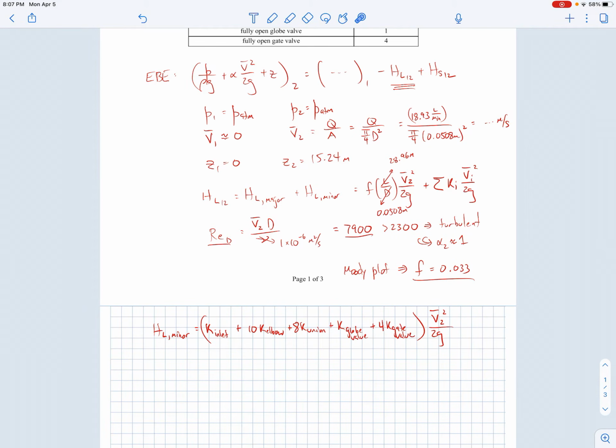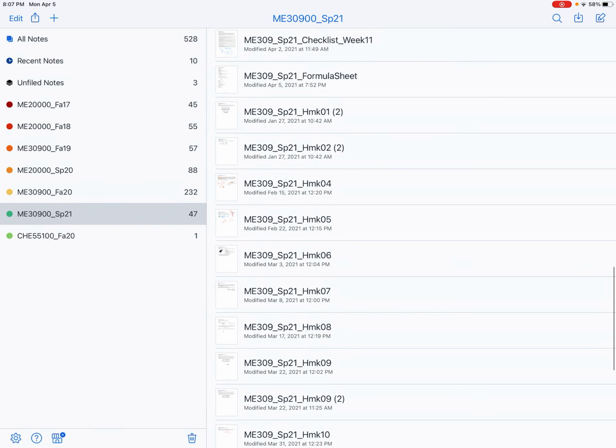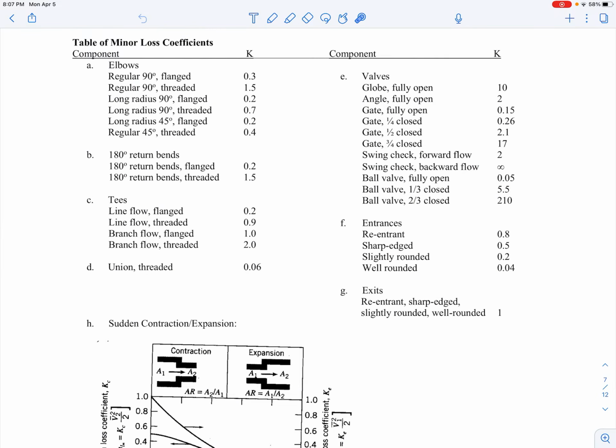Okay, so those we find from a minor loss coefficient table. So I have a table of minor losses. Let me see if I can find it. Here we are. So here's our table of minor loss coefficients. So you can see, for example, a regular 90-degree flanged elbow has a minor loss coefficient of 0.3. The reentrant inlet has a minor loss coefficient of 0.8. The threaded union has a minor loss coefficient of 0.06, and so on.